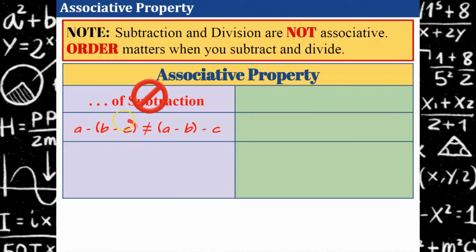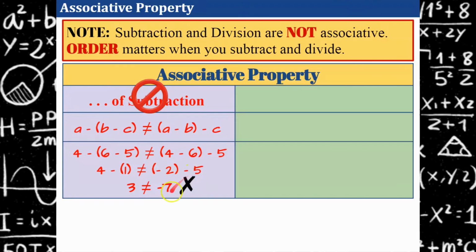It would state that if you group the second two numbers and subtract them from A, that it would be equivalent to the first two values and then subtract C. We go and plug in values for these A, B, and C. So first you would group 6 subtract 5, which is 1. 4 subtract 6 is -2. And we can see that 4 minus 1 is 3, and -2 minus 5 is -7. Not true.